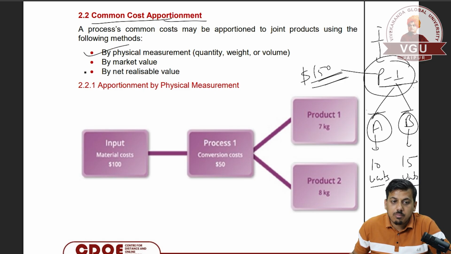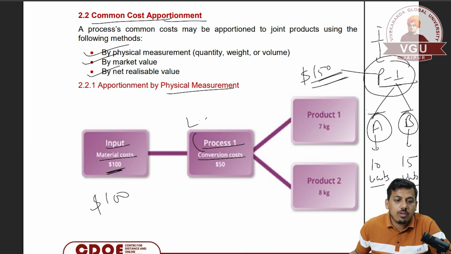The first is physical measurement, the second is market value, and the third is net realizable value. First, physical measurement: how to allocate the cost between products. Suppose input of material is $100. In process 1 there is also conversion cost, which includes labor and overheads. Additionally $50 is incurred, so our total cost is $150.